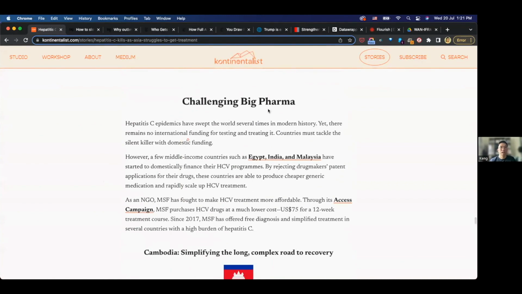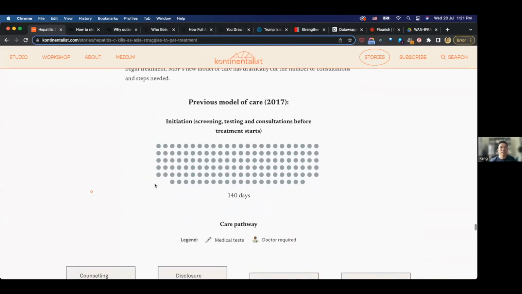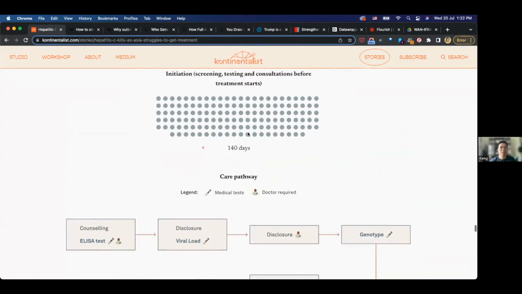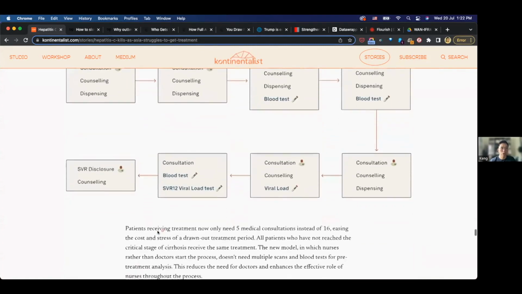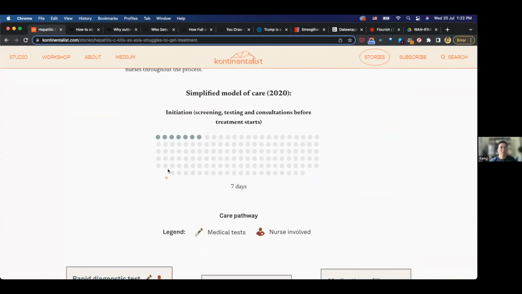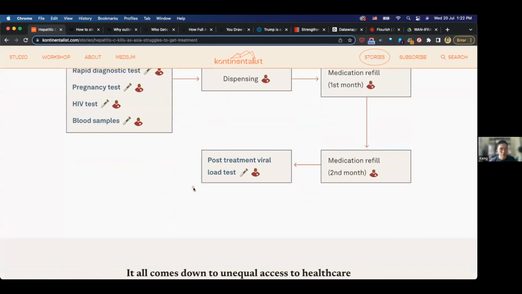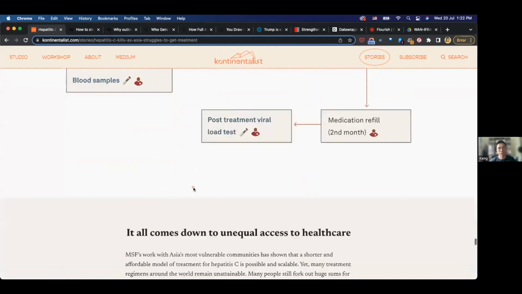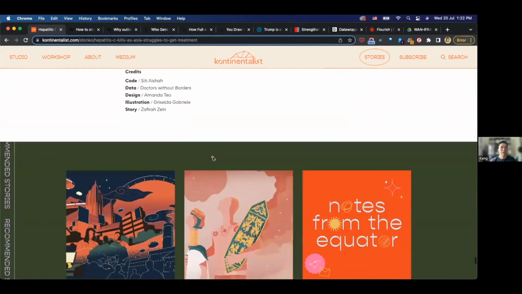And then they have another part about how some countries are trying to solve the problem of very expensive drugs by challenging big pharma, right? And again, you can see how they simplify the model of care. Before this, it took 140 days. Again, these infographics show the pathway to treatment. After that, they simplified it to just 7 days from 140 days, right? So these are some of the alternatives that can also be used by other countries. Then it talks about unequal access to healthcare, okay? Right, so that's the end of the story.